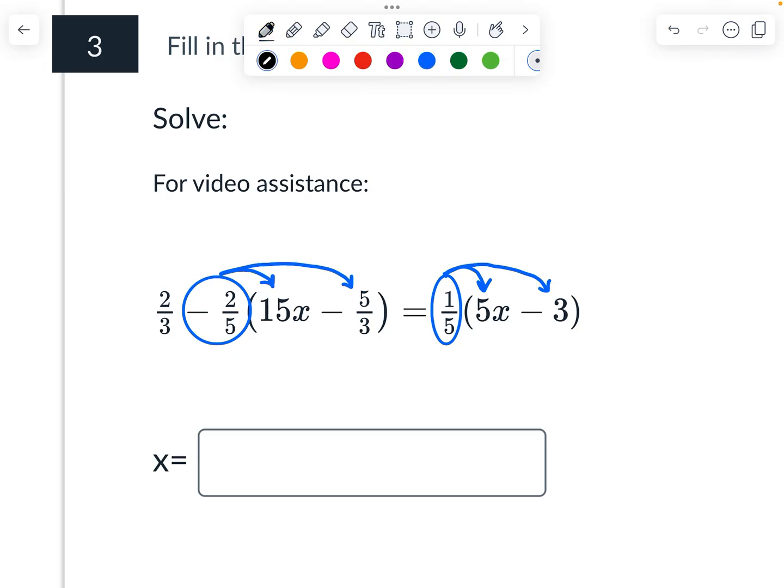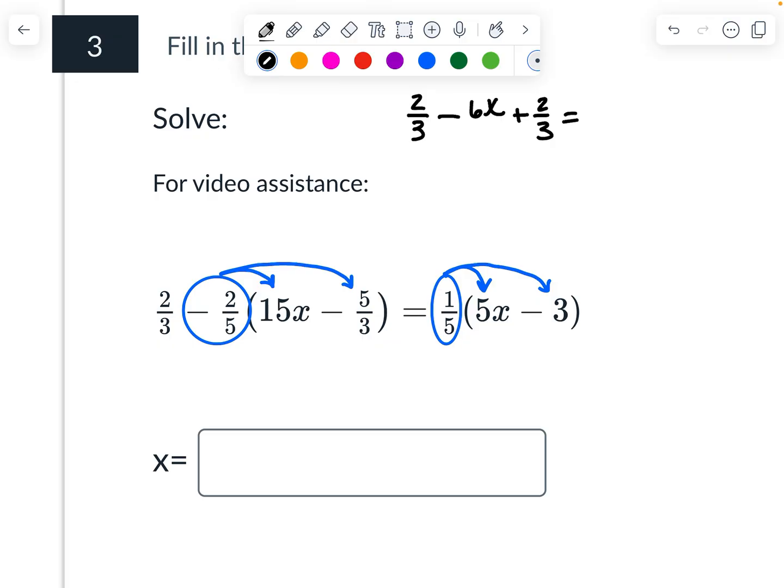When I do that, I'm going to have 2/3. Negative 2/5 times 15, that was a 3, is negative 6x. And negative 2/5 times negative 5/3, the 5's cancel, becomes positive 2/3. Is equal. And if you struggle with those fractions, friends, put them in your calculator.